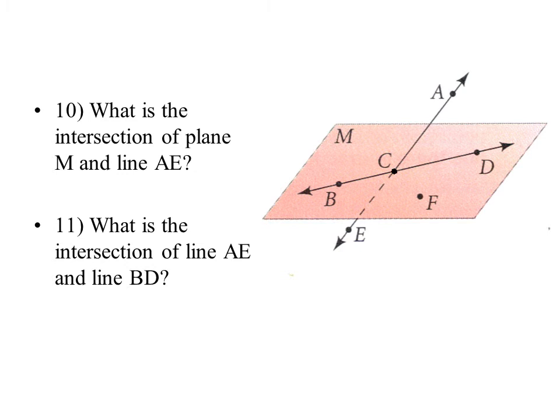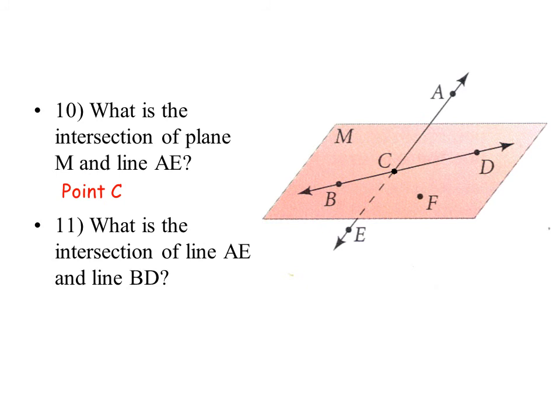All right, let's talk about intersections. So an intersection of a plane M and line AE is where do these meet? How many points do they share? So think of plane M as a piece of paper and line AE as a pencil going through the paper. What points do they share? Well, they would only share point C because that's the only thing that would intersect between M and line AE.